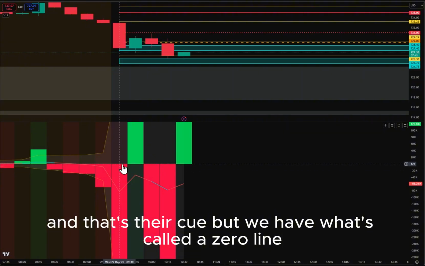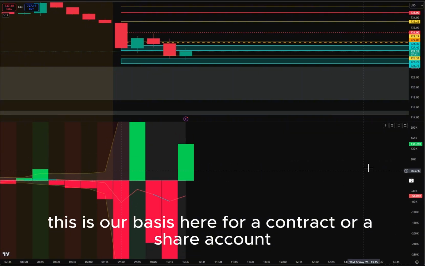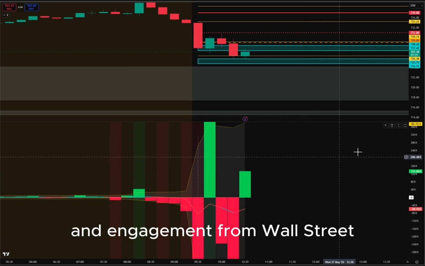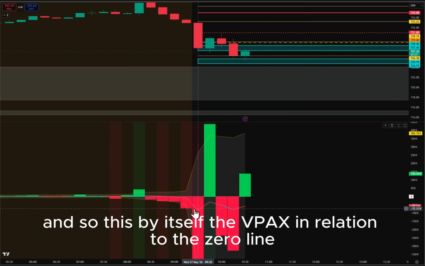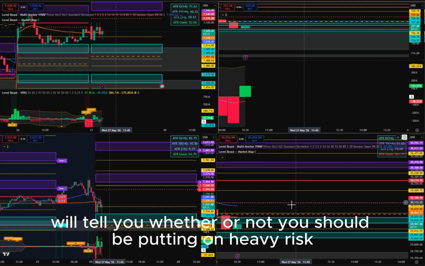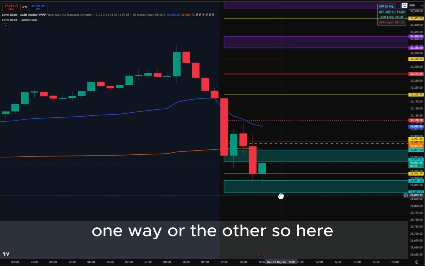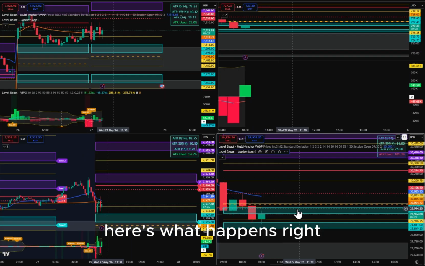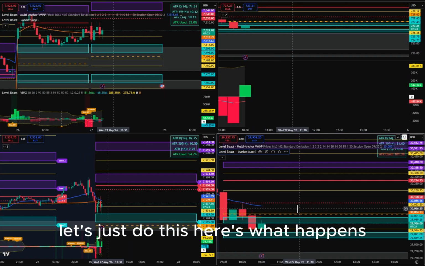But we have what's called a zero line. This is our basis here for contract or share count and engagement from Wall Street. And so this by itself, the VPAX in relation to the zero line, will tell you whether or not you should be putting on heavy risk one way or the other. So here's what happens.